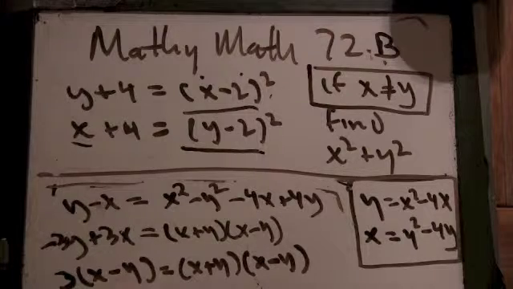Okay. So what does that tell us when we divide by x minus y? So that x plus y equals 3. Okay, so what's x squared plus y squared? So x plus y equals 3, and then times x squared plus y squared is 15. X squared plus y squared is 15. Amazing, huh? Yeah.